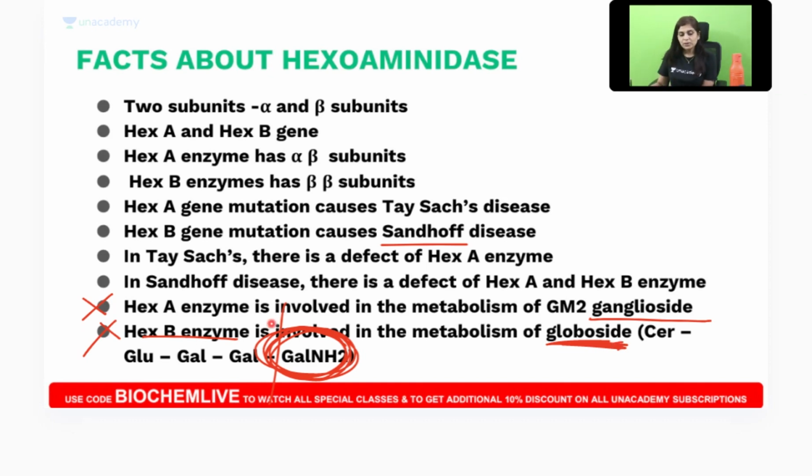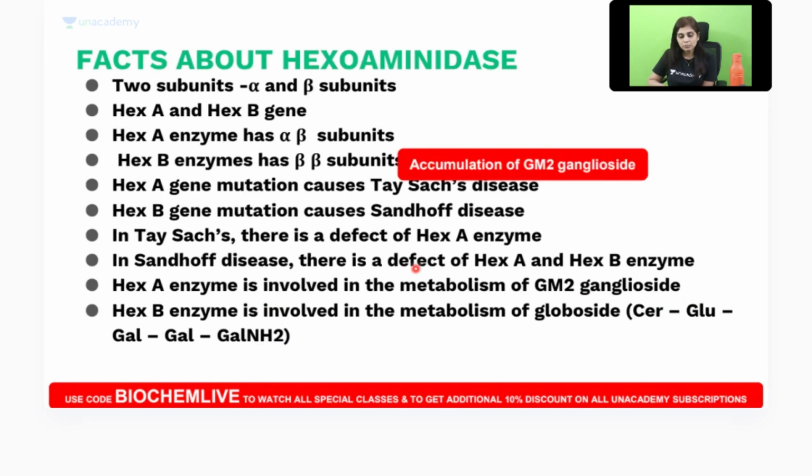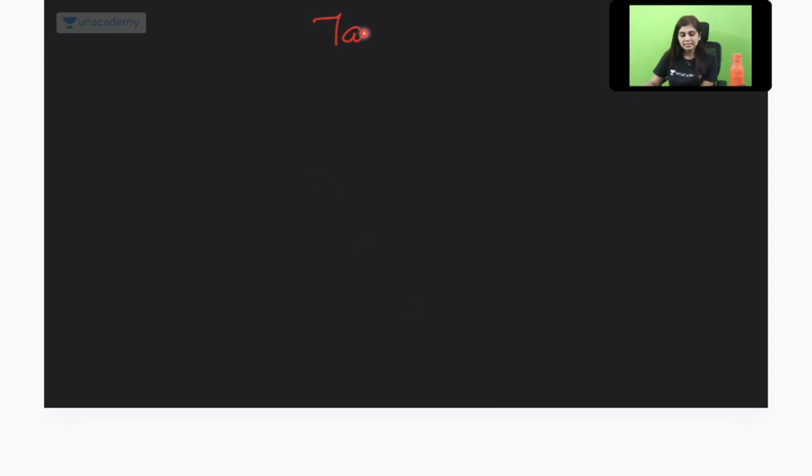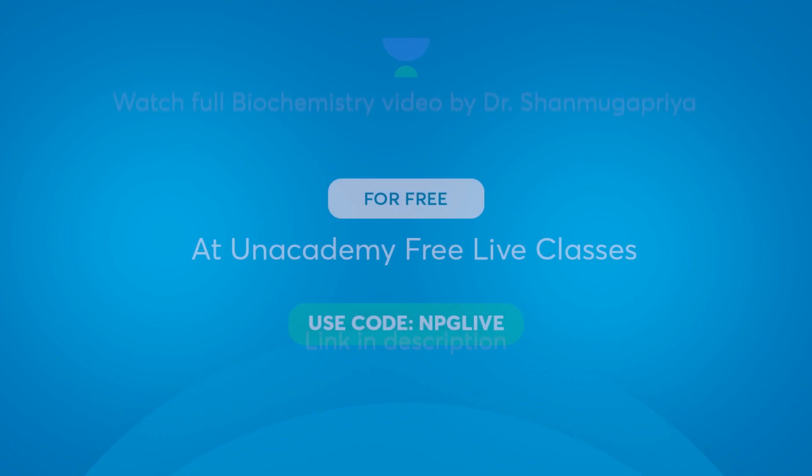So that is about Tay-Sachs and Sandhoff. So tell me, in Tay-Sachs, which lipid accumulates, all of you? In Tay-Sachs, there is accumulation of only GM2 ganglioside, right? In Sandhoff, there is accumulation of both GM2 ganglioside and globoside. So can we summarize the differences between Tay-Sachs and Sandhoff, all of you? First, tell me which gene is defective in Tay-Sachs.